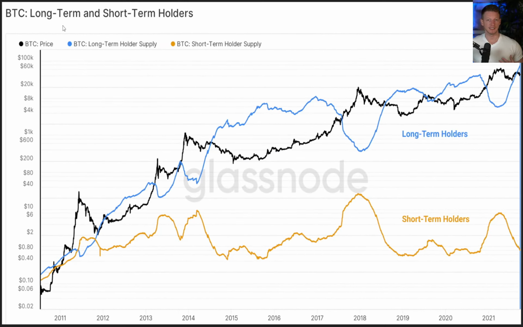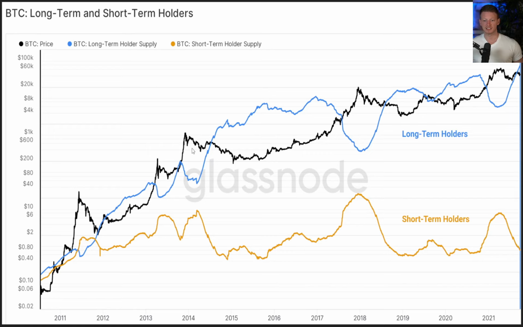Basically, we're looking at the Bitcoin long-term and short-term holders. And there's a key thing I want you to note here. Notice the long-term holders is in blue. All right. The short-term holders are in orange, and then the price is in black.